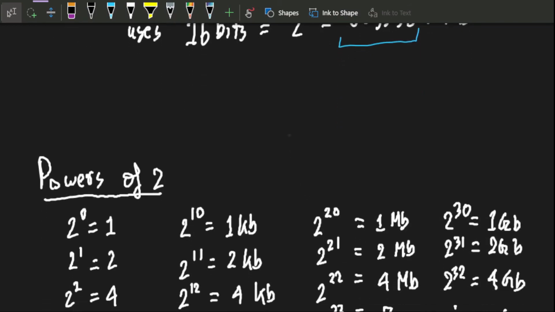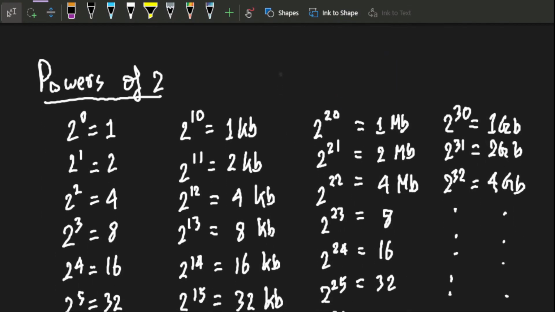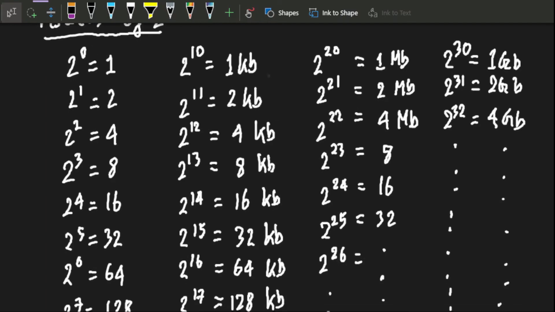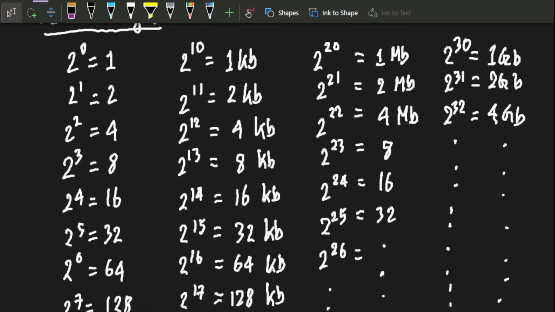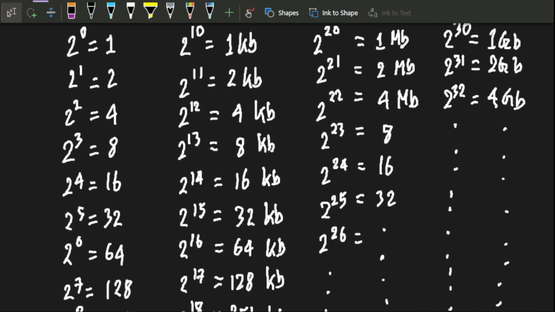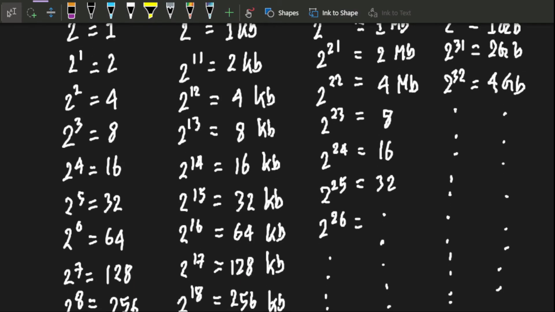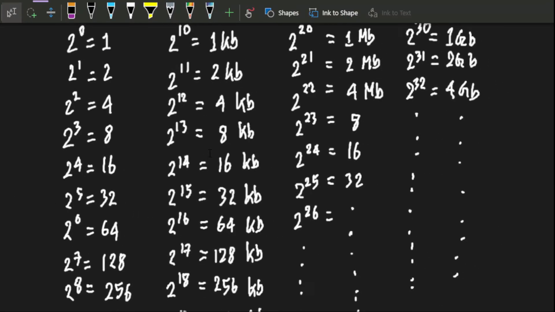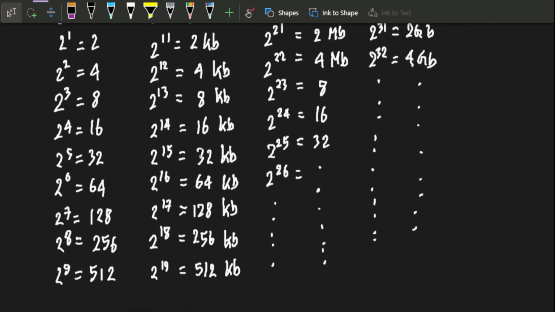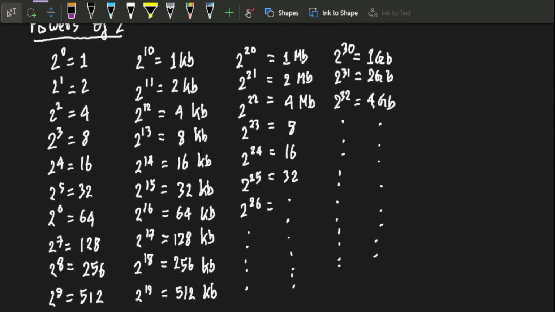Now, in the last part of the video, I would like to share my way of remembering all the powers of 2. If you're a computer science student or trying to learn about computers, this would be a good table for you to not exactly memorize, but keep in your mind. So how do I remember all this? The first thing that you have to remember is that these things are just the powers of 2.